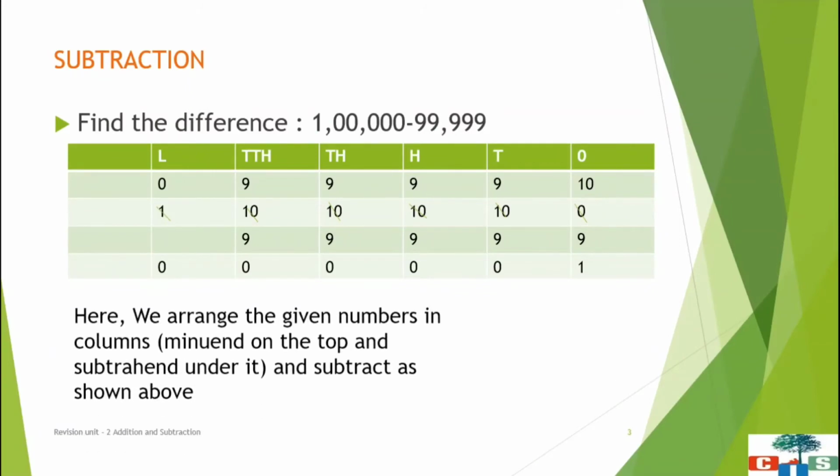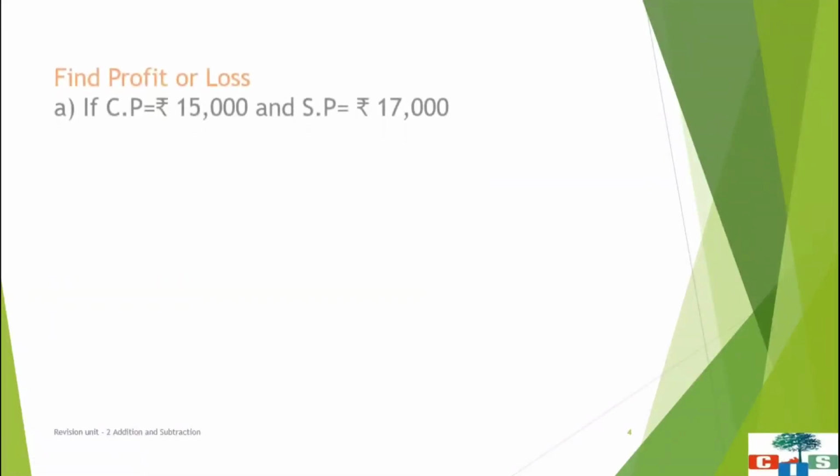Okay, so we arrange the given numbers in a column, minuend on the top, that is the larger number on the top, and subtrahend under it, following the place value chart, and subtract as shown above. So the difference is 1. That is, the difference between 1 lakh minus 99,999 is 1.